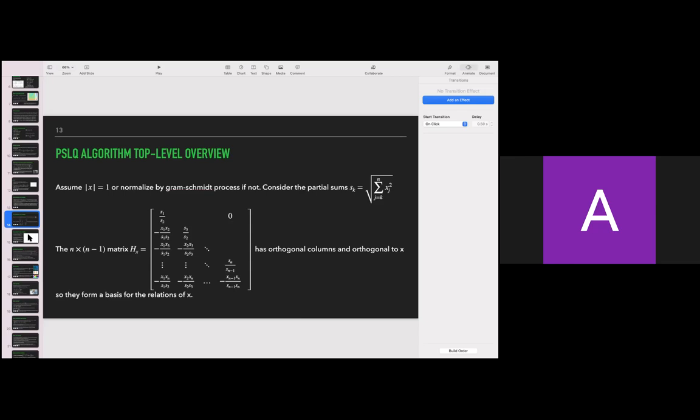And what does it mean, orthogonal to x? I think all the columns are orthogonal to x. Yeah, that's what I mean by it. Okay, so x is an n-dimensional vector as well. Yeah. So they form a basis of relations of x. What does that mean? I guess we're going to be taking combinations of these orthogonal columns in a sense to try to find a relation for x. Why would any relation of x be a combination of these columns?